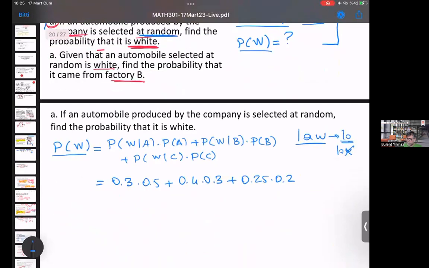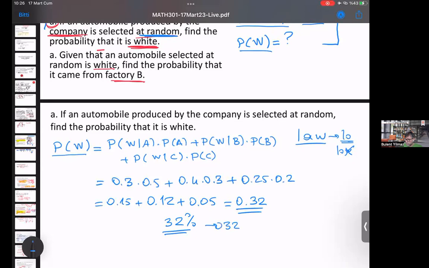Then I will find out 0.15 plus 0.12 plus 0.05, which is going to be equal to 0.32, which is 32%. Probability is 0.32, also 32%. Percent means I'm going to put it out of 100, right? 32%, 0.32.